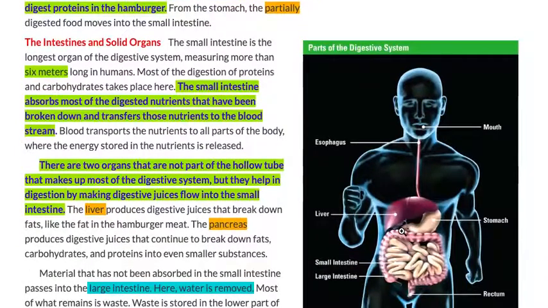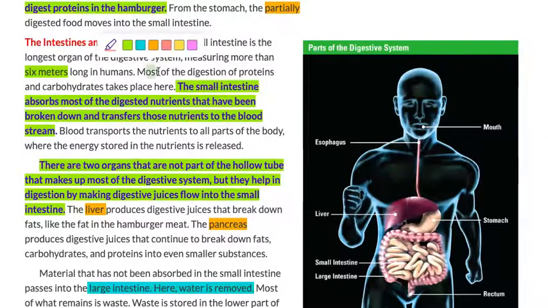Then your food goes to the small intestine, right? The small intestine is the longest organ of the digestive system, measuring 6 meters at least. In school, on the first or second day, we had a demonstration about how long the small intestine is, right? It's about 6 to 7 meters.